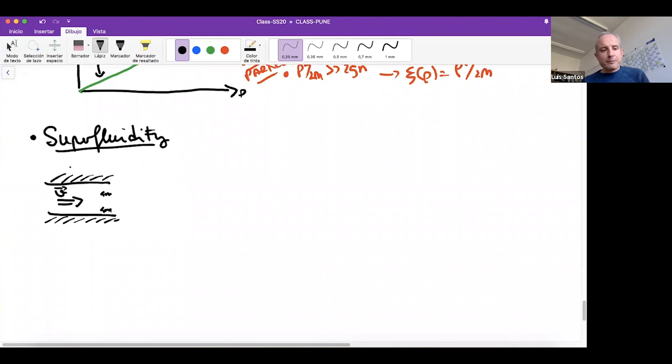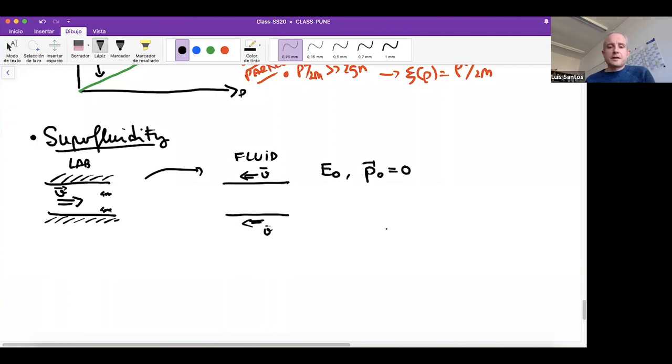Instead of working in the lab frame, let's first move to the frame of reference of the fluid. So now the fluid is at rest, and the walls are actually moving. But the fluid is at rest. So at rest, I will have some energy E zero, which will be the energy of the ground state, which has no excitation in the system. And then I will have some momentum P zero, which will be zero because I am in the reference frame of the fluid at rest.